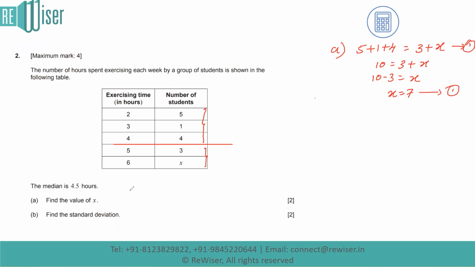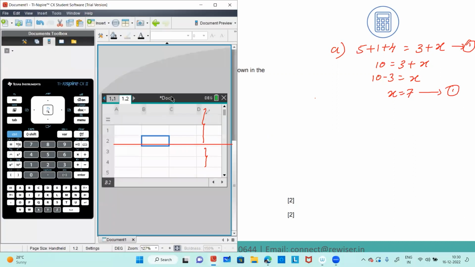Next, part B: find the standard deviation. Either we can use the formula to calculate the standard deviation, or we can directly use our calculator to do this. So I'm going to use the calculator. In the calculator, I'm going to open the spreadsheet, and on the spreadsheet, I'm going to put down the values.